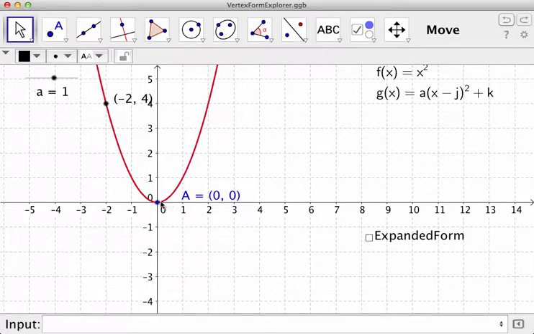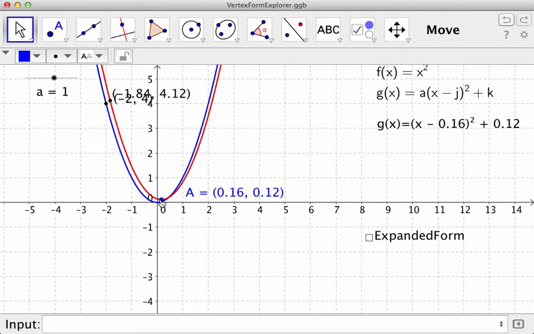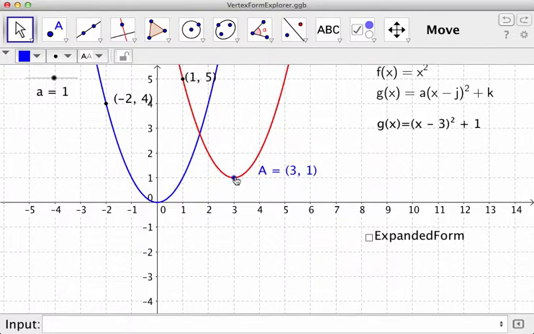So suppose we now create a new function by dragging the vertex of this function somewhere else on the coordinate plane. We're going to create a new function called g of x, and it's going to have this equation, a times x minus j squared plus k. And we'll talk about what that means in a second. So suppose, for example, we drag the vertex to the point 3, 1. Well, the equation of our new quadratic is x minus 3 squared plus 1.